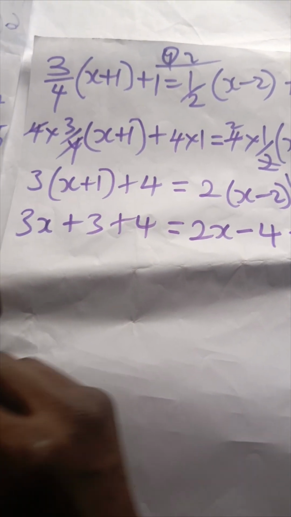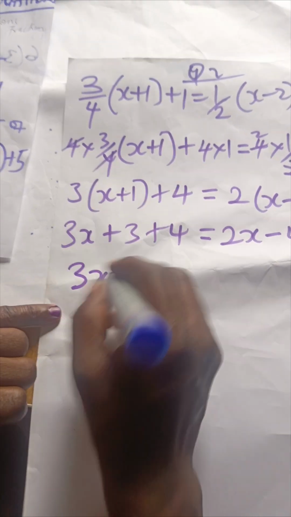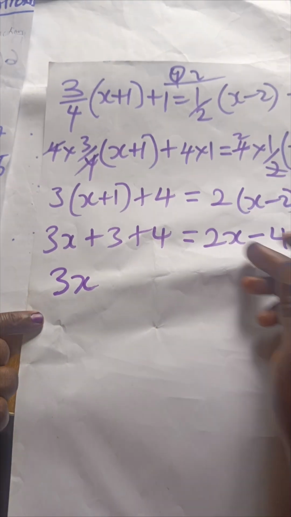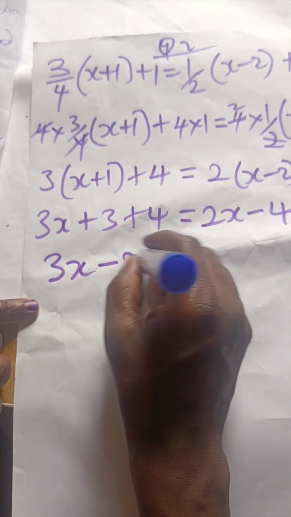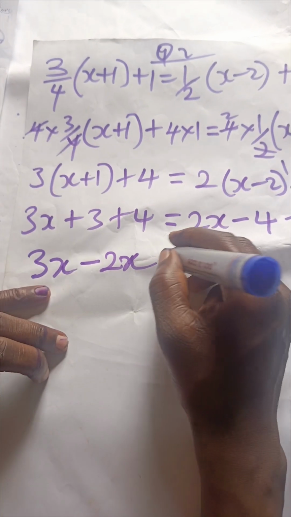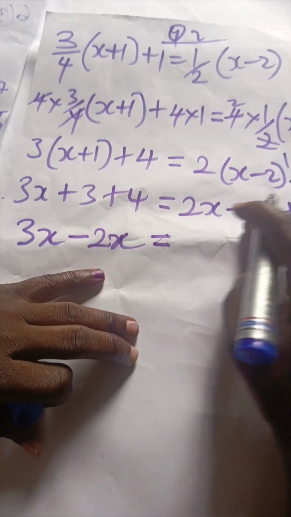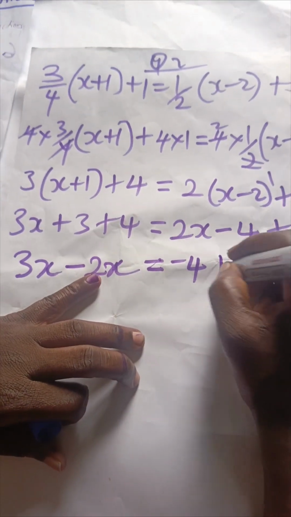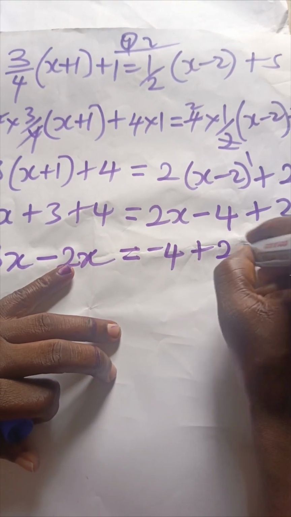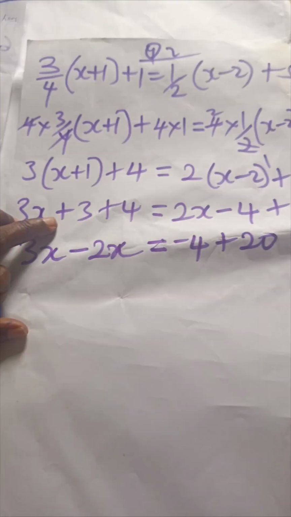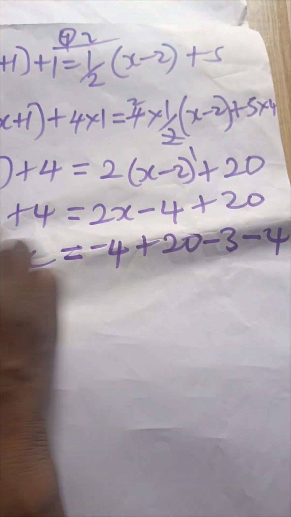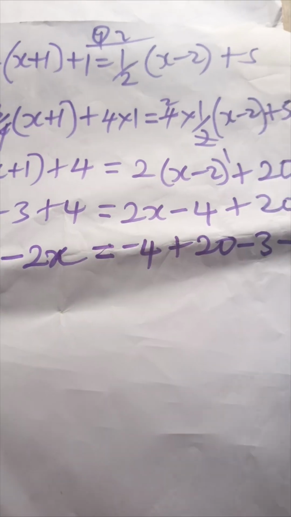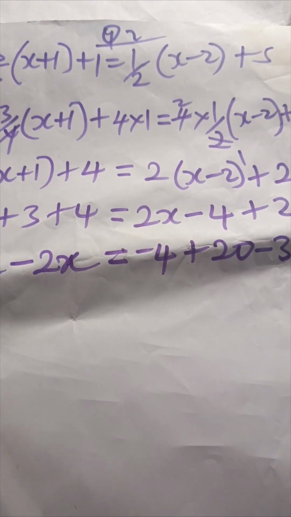Then here also we are going to group like terms. So my 3x will stay like this. Then you bring the 2x here. Since it is crossing the equal sign, it's going to be negative 2x. Then we have our negative 4 and plus 20 here. The 3 is also going to cross the equal sign, making negative 3. The 4 will be negative 4. You can add them before you group the like terms.